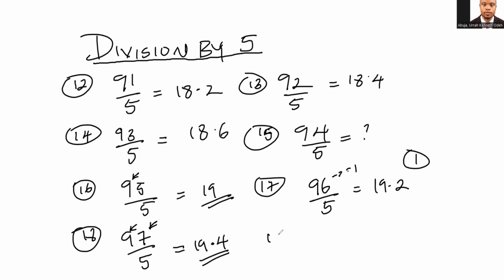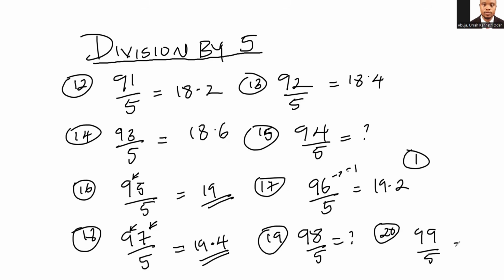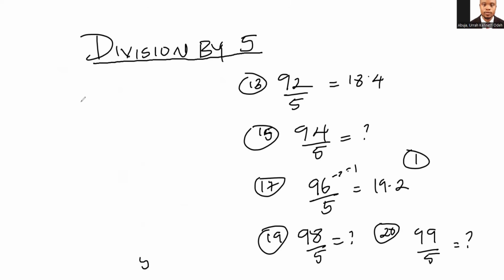Now, 19. So I need you to solve 98 by 5. This is 20 now. Number 20. 99 divided by 5. And finally, 100 divided by 5.